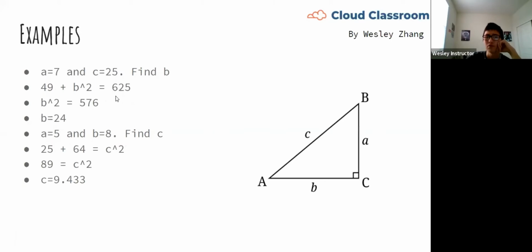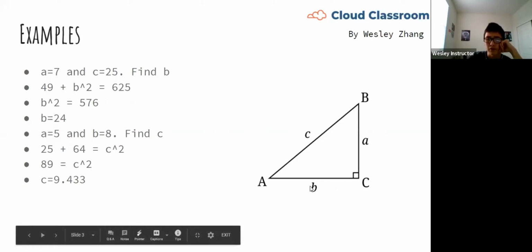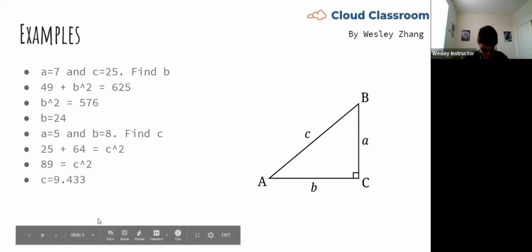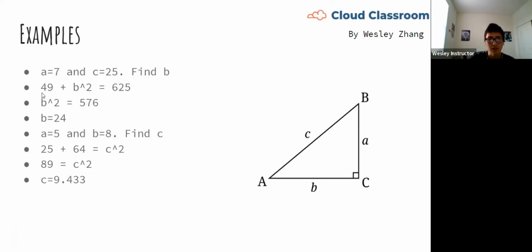All right, some examples. Say A equals 7 and C equals 25, and we want to find B. So we just use the Pythagorean theorem: 49 plus B squared equals 625, and we solve for B. Subtract 49 from each side, and we get 576. B squared equals 576. Square root both sides, and we get B equals 24.